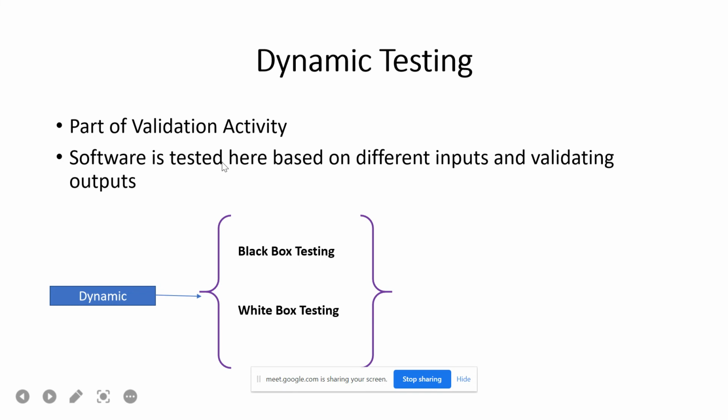In dynamic testing, the software will be tested based on different inputs and outputs. From here, the different types of testing will start. One will be black box testing and the other white box testing. Understood what dynamic testing is?